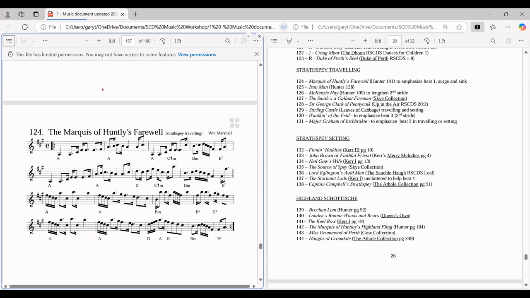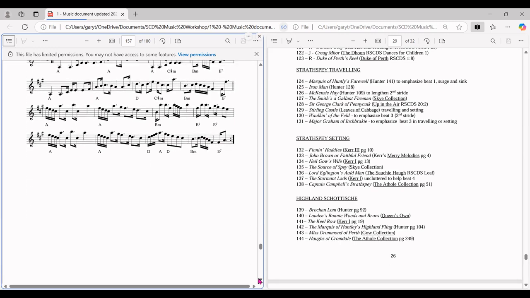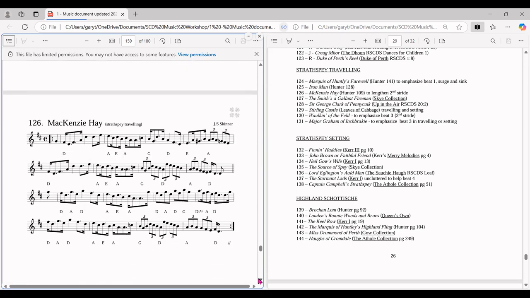And I think a combination of things really make that work. One is the long note at the beginning, and that from that lower note, it then ascends, it goes up. And that's what happens in the Scottish travelling step. It's down and then up, and the music really takes you there. Number 126, to help lengthen the second stride.